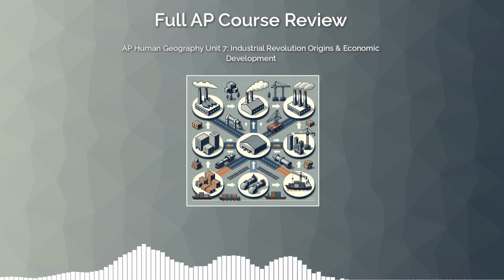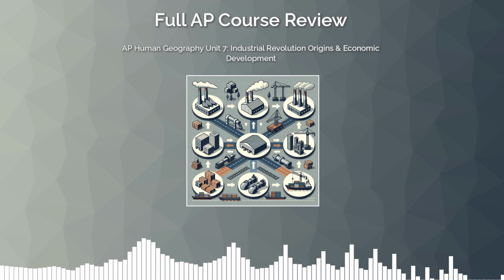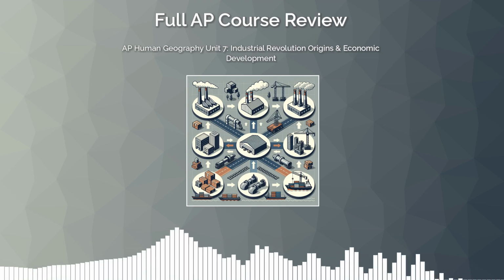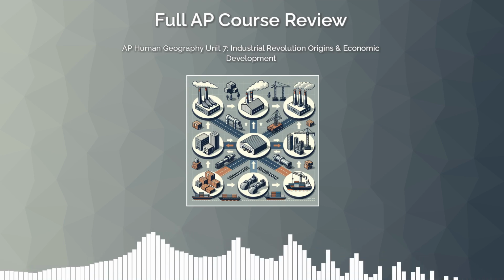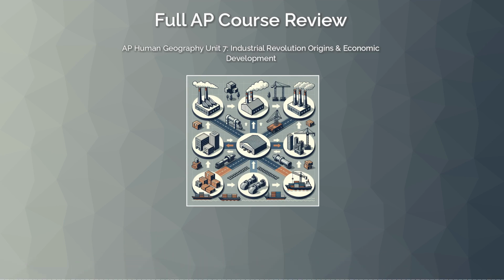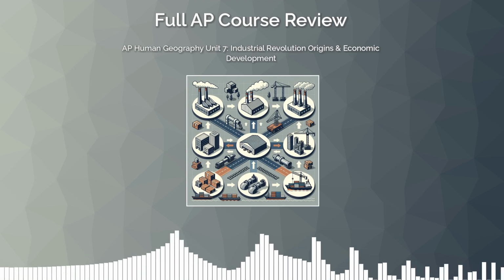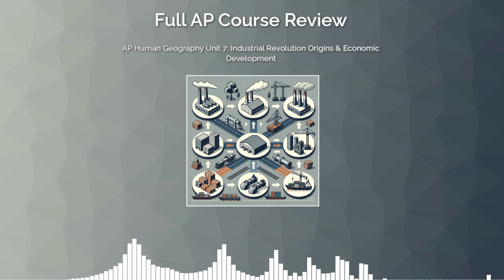That transformation is exactly what W. Rostow was trying to capture when he published The Stages of Economic Growth in 1960. His model is one of the most important frameworks you'll encounter in AP Human Geography, and understanding it deeply, not just memorizing the names, is what separates a 3 from a 5 on exam day.